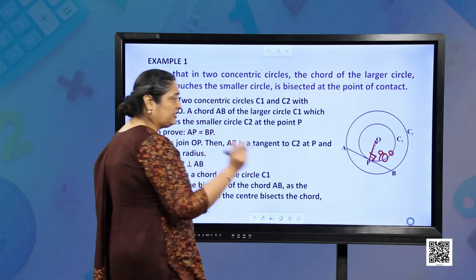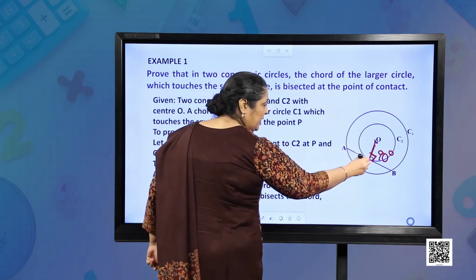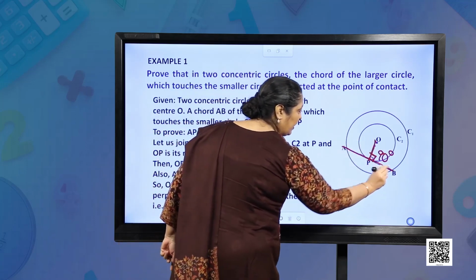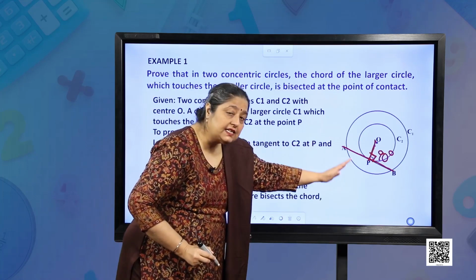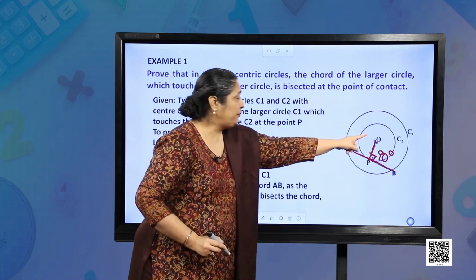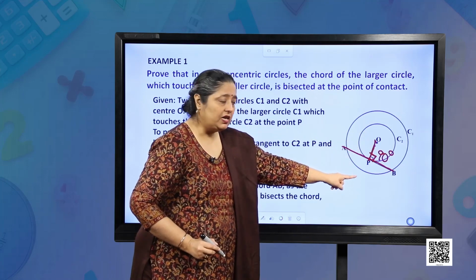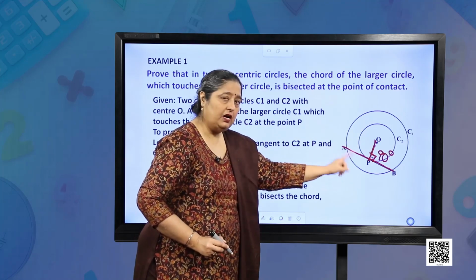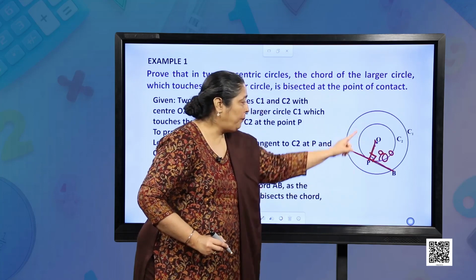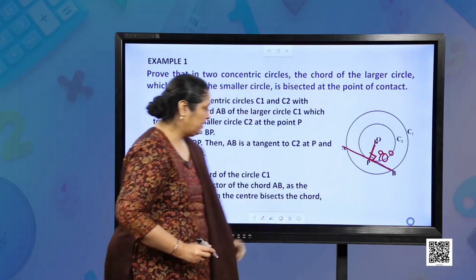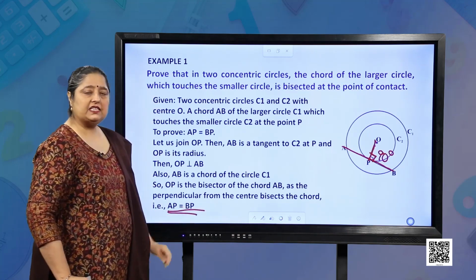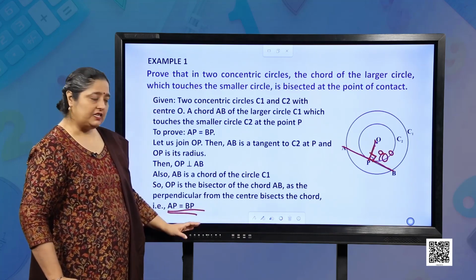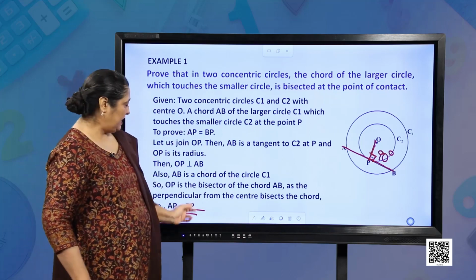Now, let us see another theorem. When OP is a perpendicular on the chord AB, then AB is bisected by that perpendicular. We have proved that OP is a perpendicular. Now, since OP is a perpendicular on the chord AB, OP bisects AB. Then we have AP is equal to BP, right. So, I hope this is clear. AP is equal to BP.